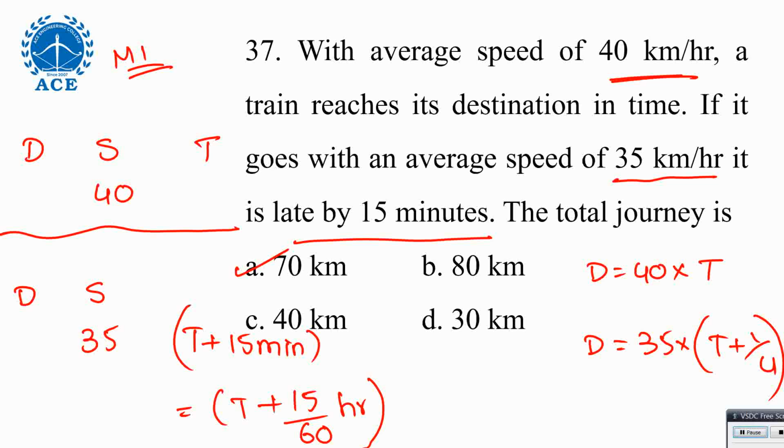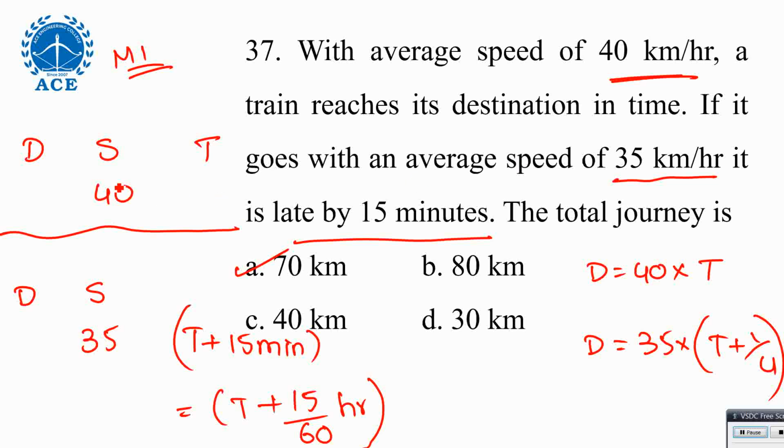Fine, so we'll give multiple methods. Method 1: distance is speed into time. So at 40, time taken is T. Now the same distance you are traveling at 35 speed, late means 15 minutes extra, T plus 15. That we need to convert into hours, because distance is in kilometers and speed is in kilometers per hour, so time should be in hours only. So we need to convert.